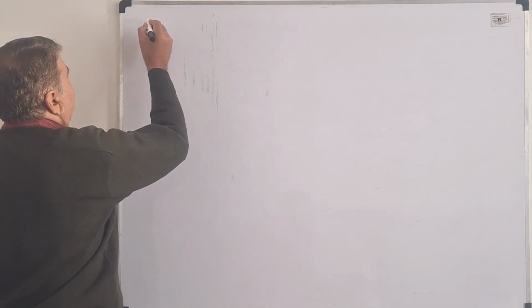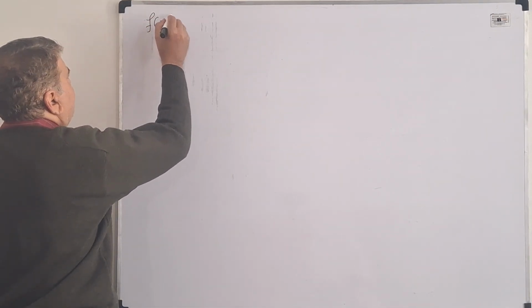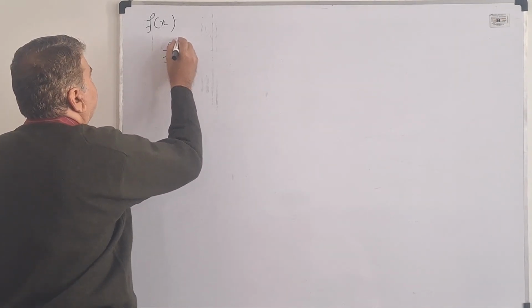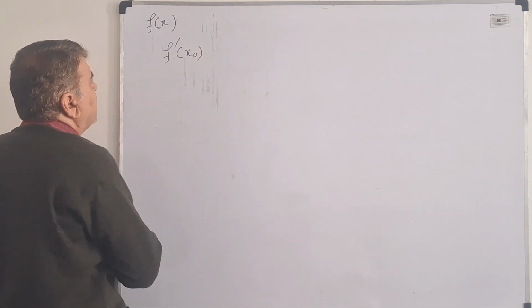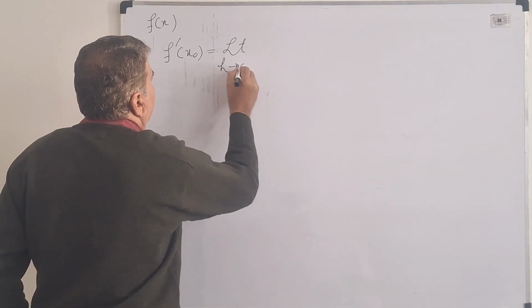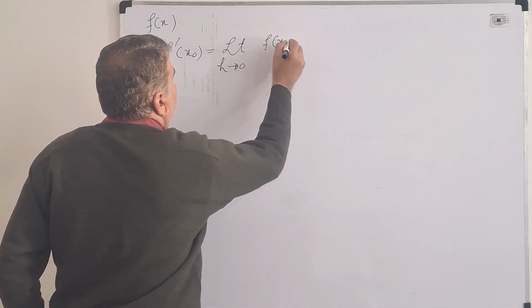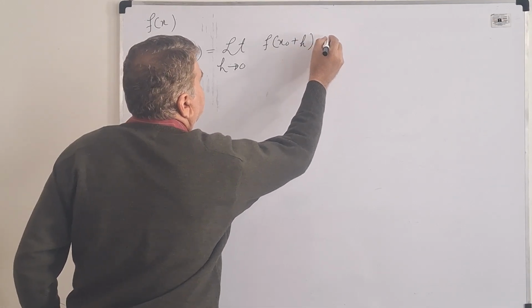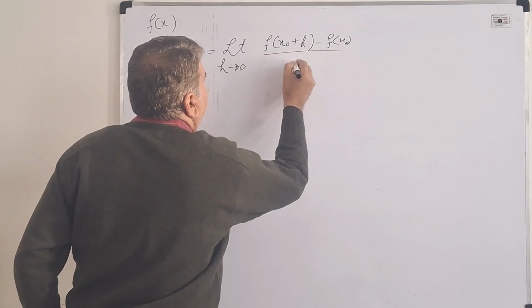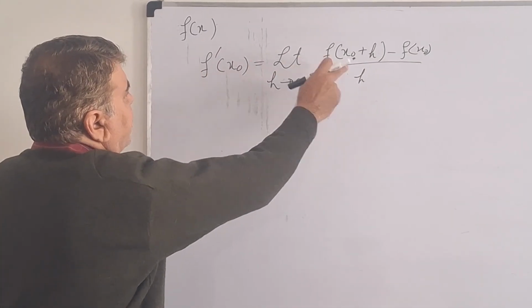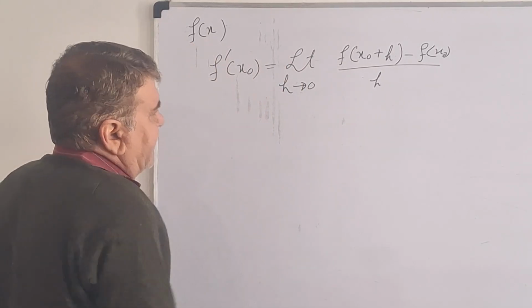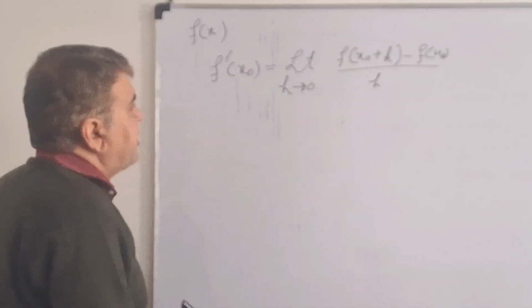Regarding the definition, a function f of x is said to be differentiable at a point x naught if the derivative of the function at x naught exists. That is, limit h tends to 0 of f of x naught plus h minus f of x naught divided by h. If this derivative at point x naught exists, we say that f of x is differentiable.